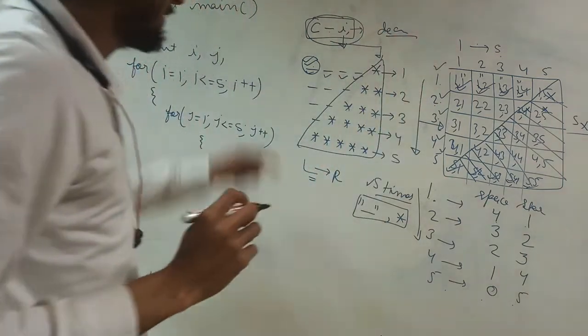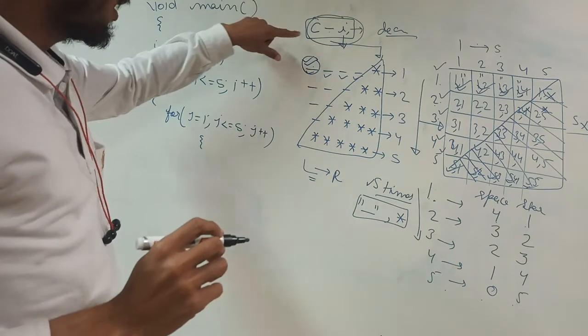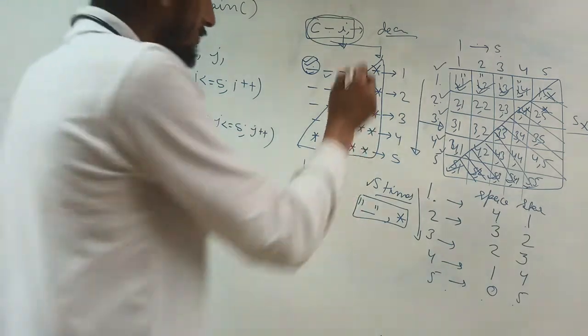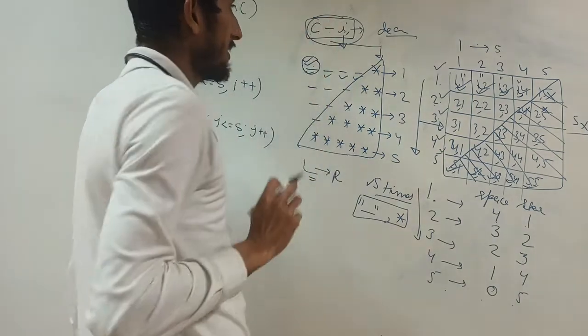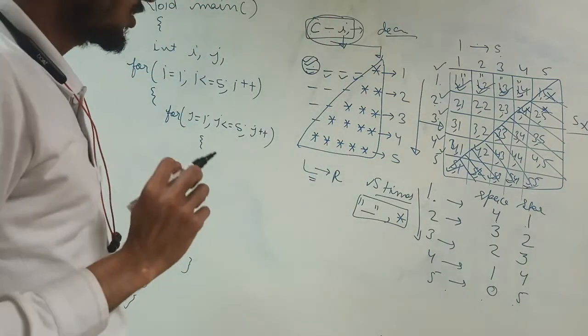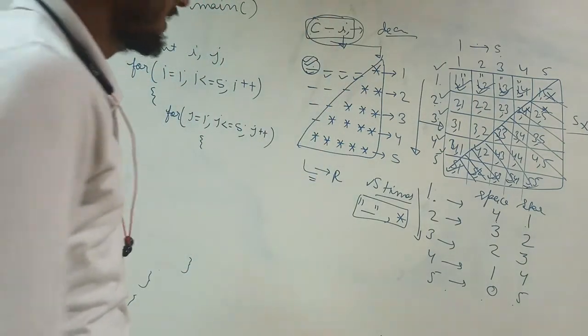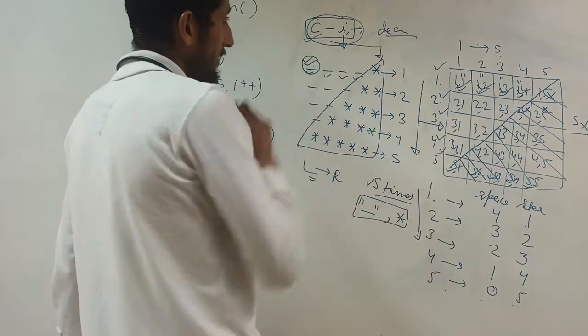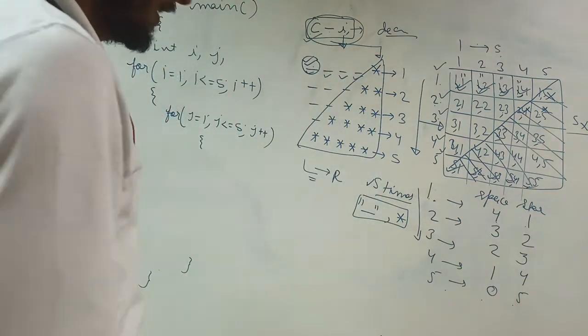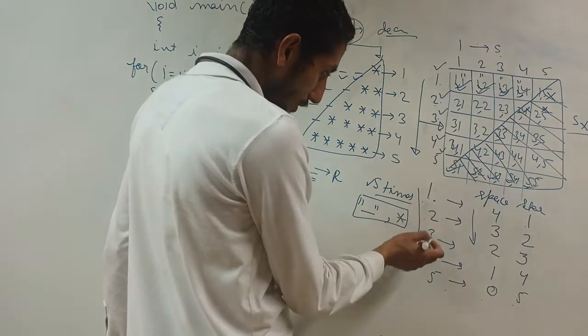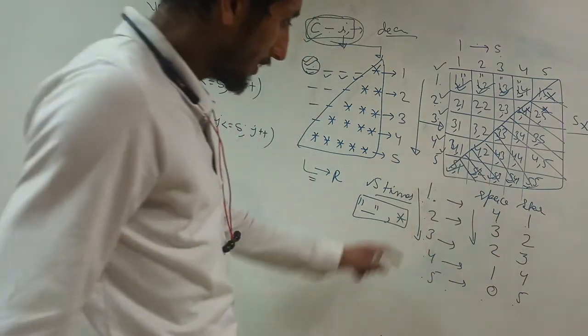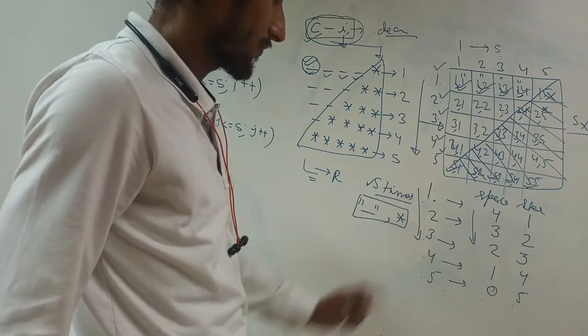Are you following this one? If I write C minus I, where C is a constant, then if the value of I is increased, C minus I will decrease. Are you following this one? So what is the meaning of this? If I put a concept like this, it will complete my task, because from top to bottom the value of I will be increased.